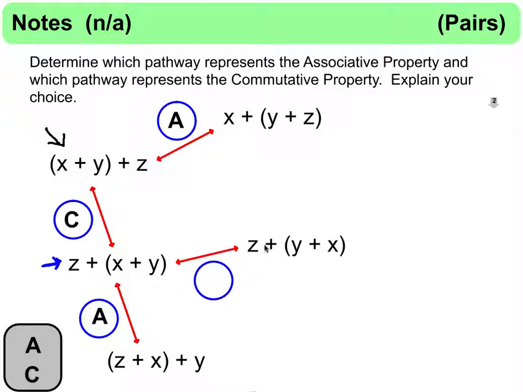And in this one here, the only difference between this one and this one is I switched the location of the x and the y. Here it says x plus y, but this one says y plus the x. And so since all we did was swap two terms around, that will be our commutative property.